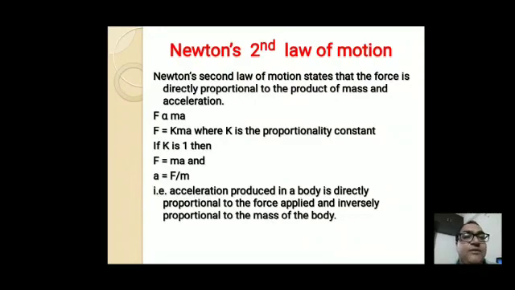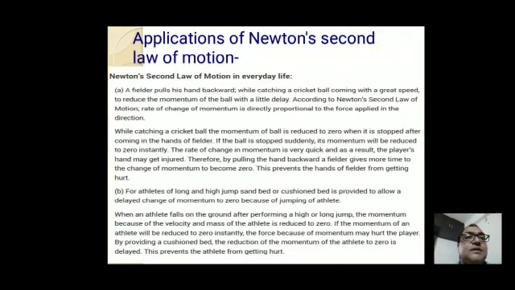And students, if we want to find the value of acceleration, then a is equal to F upon m. So it means that the acceleration produced in a body is directly proportional to the force applied and inversely proportional to the mass of the body. So students, this way we can understand Newton's second law of motion. Now let's understand some examples of Newton's second law of motion. First let's discuss Newton's second law of motion in everyday life.